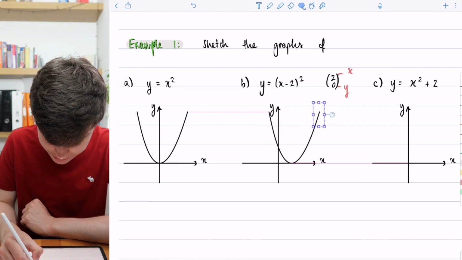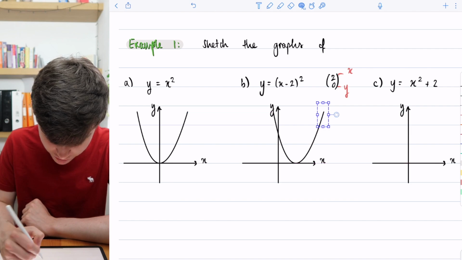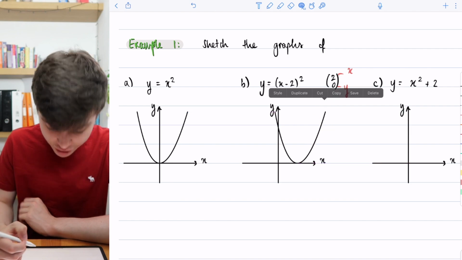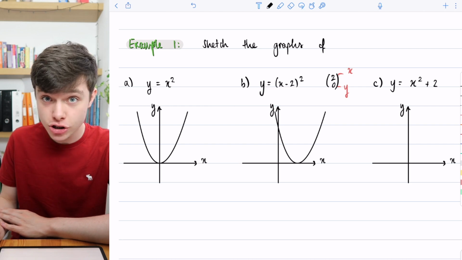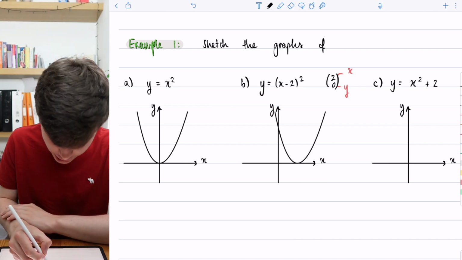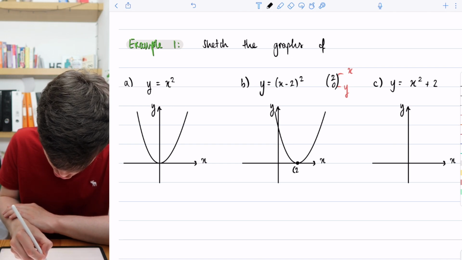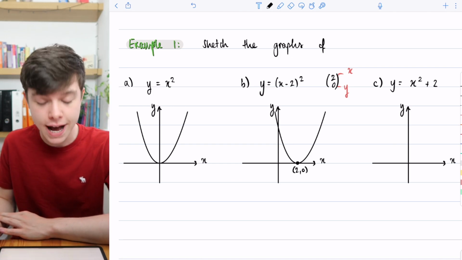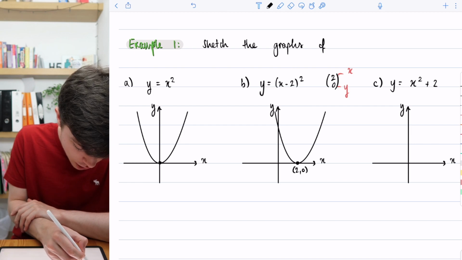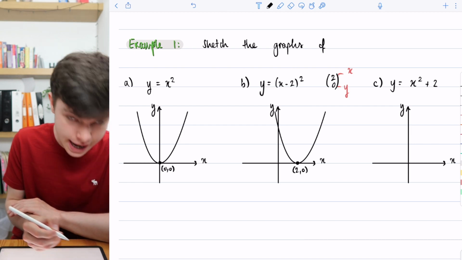2 in the x direction will look something maybe like that, okay? And then to show that we've done the correct translation, I'm going to add this turning point here as 2, naught. And we know that's 2, naught because here we had a turning point of 0.